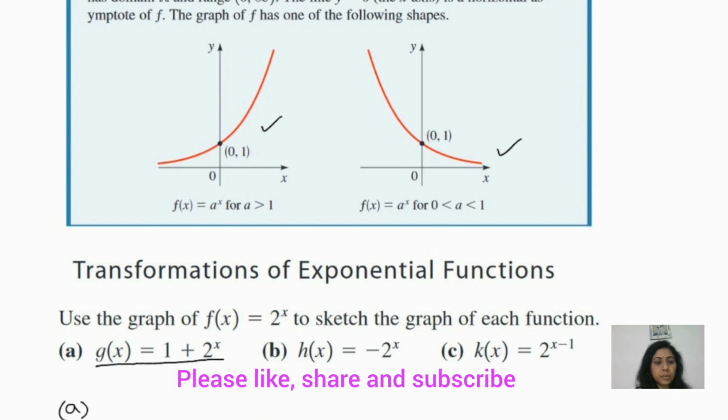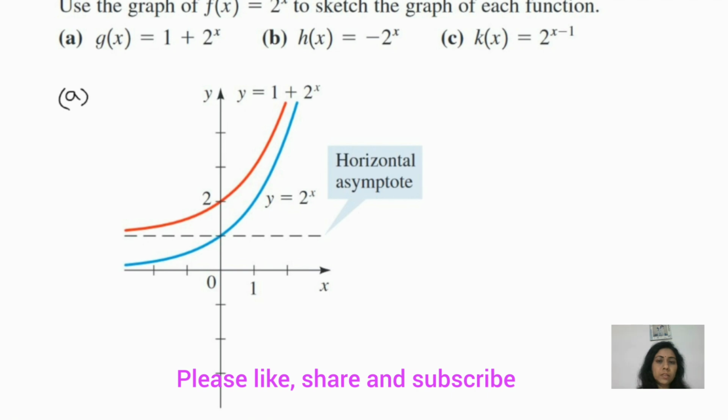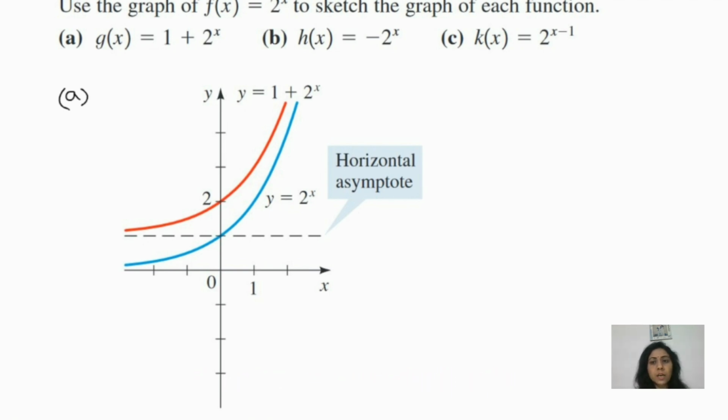And g(x) is given here as 1 plus 2^x. It means the graph shifts 1 unit upward. So we can say that to obtain the graph of g(x) = 1 + 2^x, we start with the graph of f(x) = 2^x and shift 1 unit upward. And here y = 1 is a horizontal asymptote. Now here the y-intercept is at (0, 2) and the horizontal asymptote is y = 1.